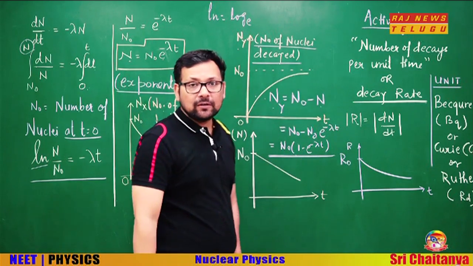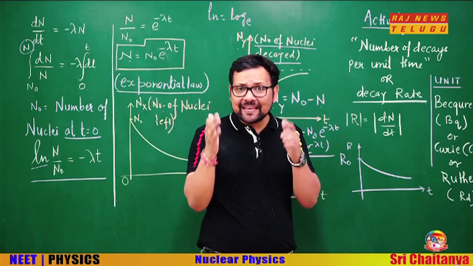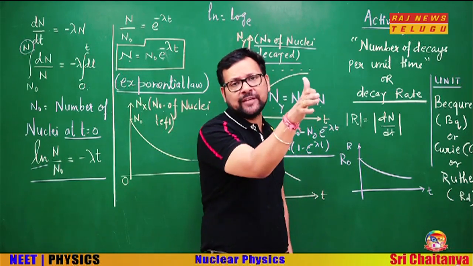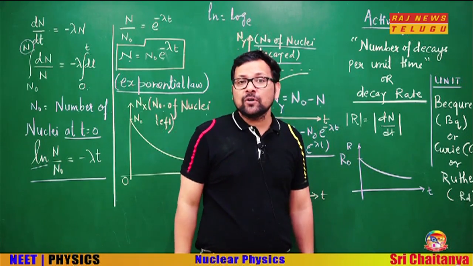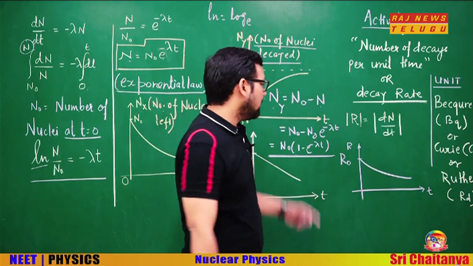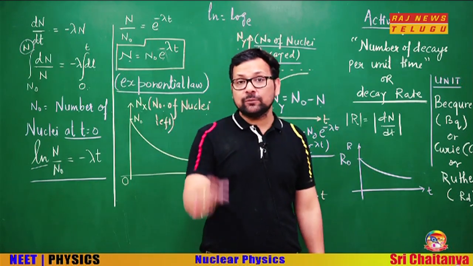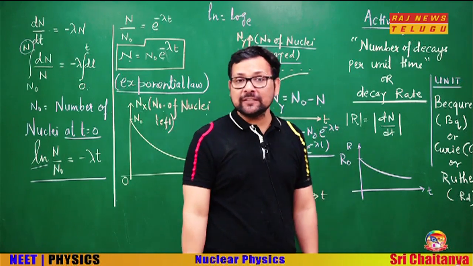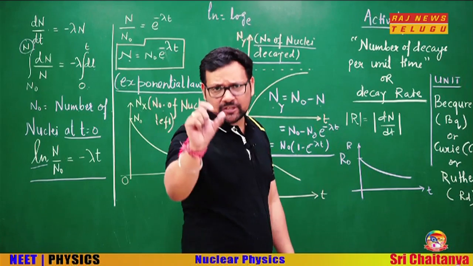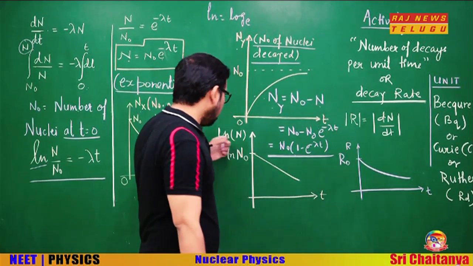This is called exponentially increasing. Obviously, if the number of nuclei left decreases exponentially, the number of nuclei decayed will obviously increase exponentially. So these are the two graphs: exponential decrease for the number of nuclei left and exponential increase for the number of nuclei decayed.